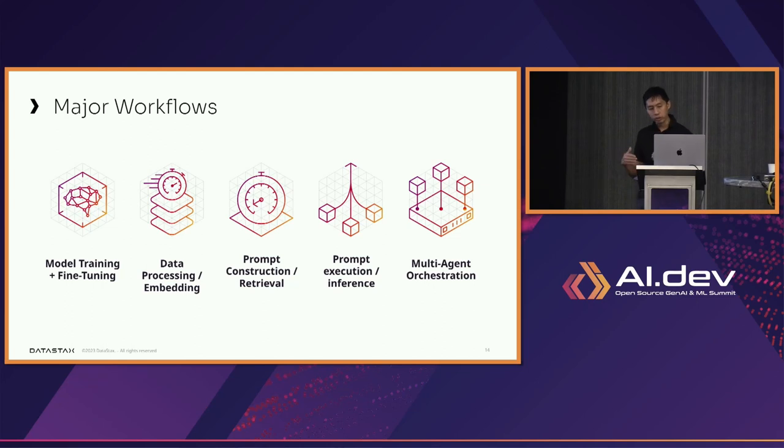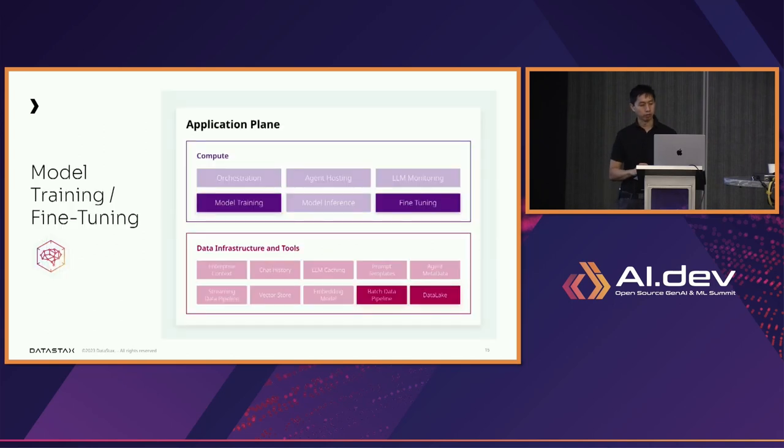But it's also important to think about the major workflows that you're going to be going through. The five major workflows for generative AI are model training and fine tuning, data processing slash embeddings, constructing the actual prompt, executing the prompt, and then, in a world where we have multiple agents working together, multi-agent orchestration. I'll go through some of the tools that are used for each and how I see them evolve.